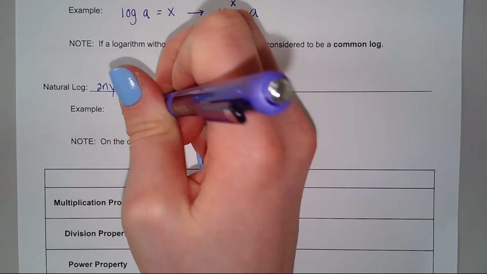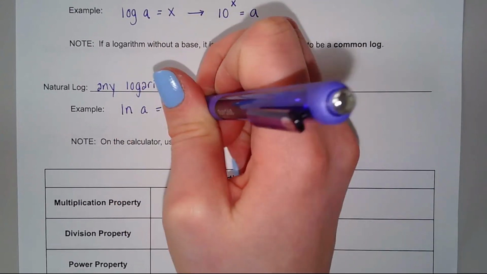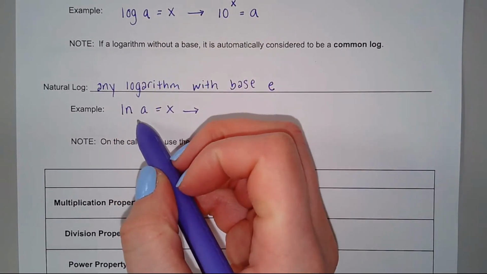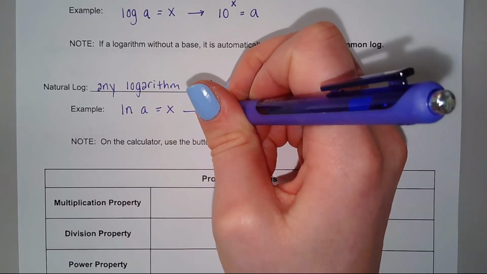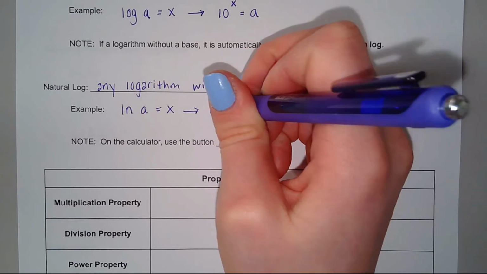If we have ln a equals x, again, we're assuming this is base e. Anytime it's not written, we're going to assume that's base e if we see this ln. So this will be e to some power of x equals a.